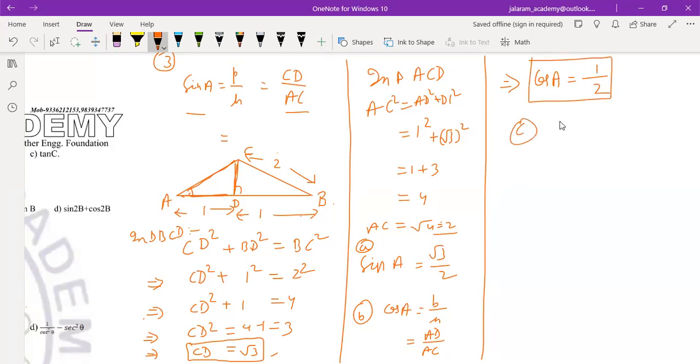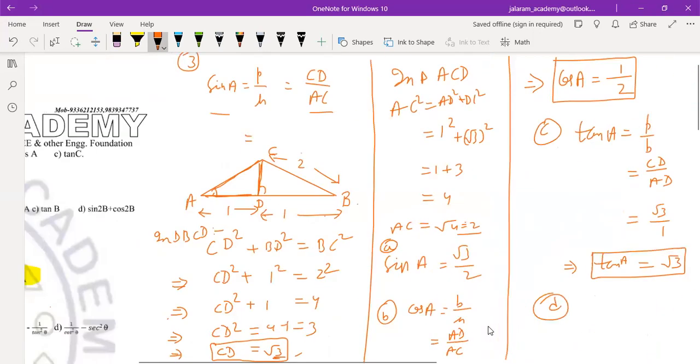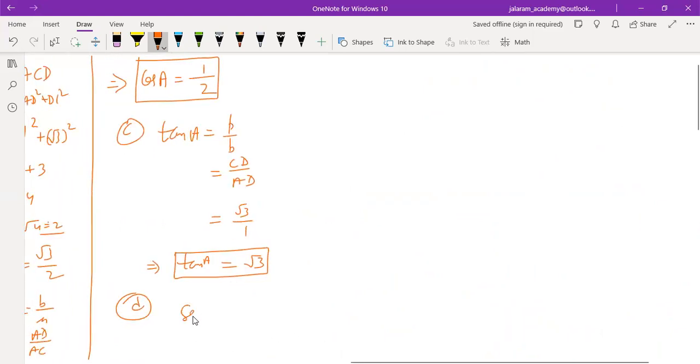Third part, we have to find tan A. Tan A equals perpendicular upon base. Perpendicular is CD, base is AD. CD is root 3, AD is 1. So the value of tan A is equal to root 3. In part D, we have to find sec square A minus tan square A.